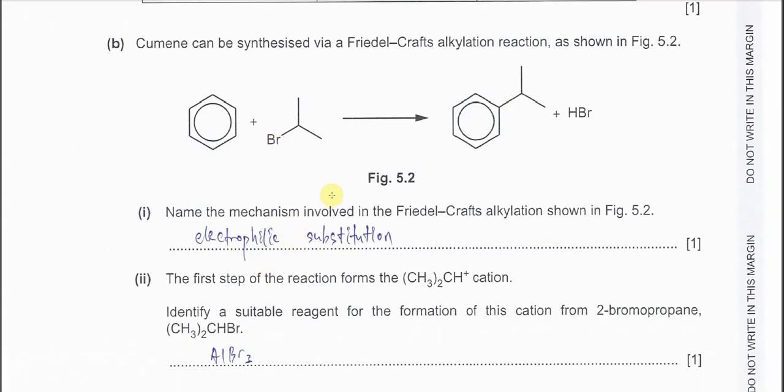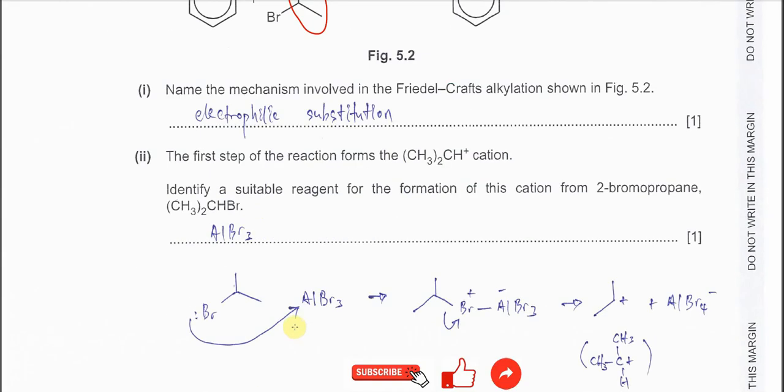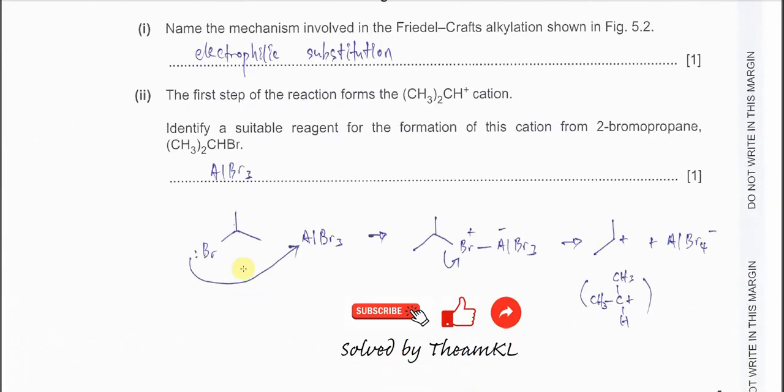After the alkylation, this alkyl group gets into the benzene ring. So it is obviously an electrophilic substitution. You need to form the electrophile first, which is helped by the catalyst. Which is this one.